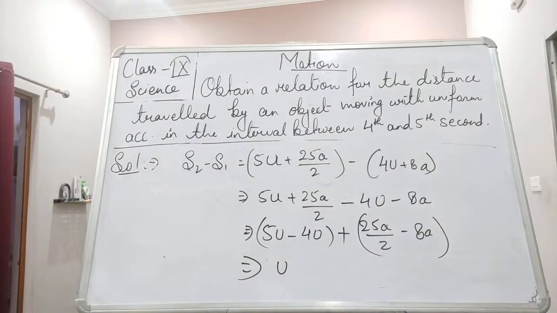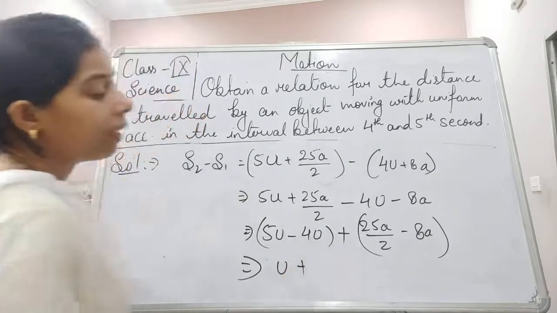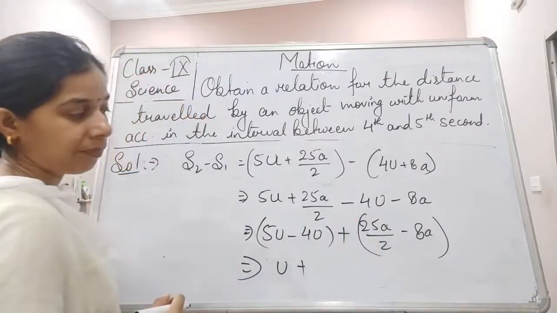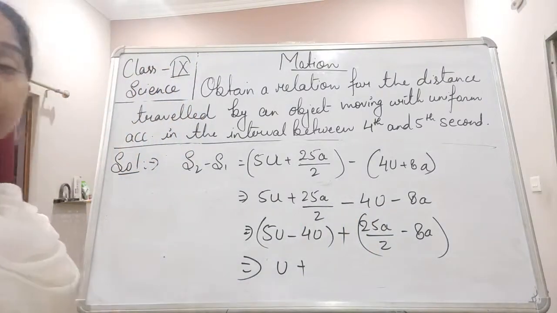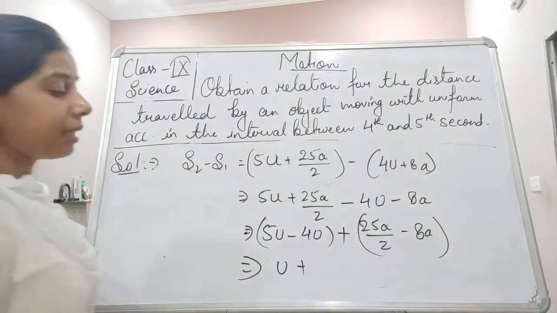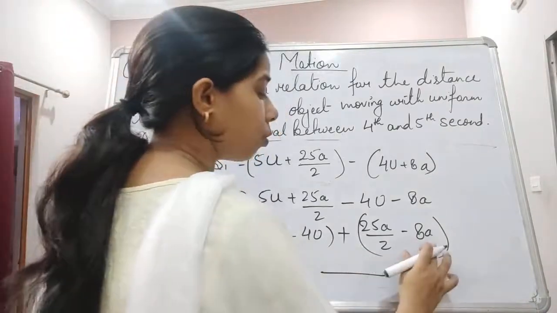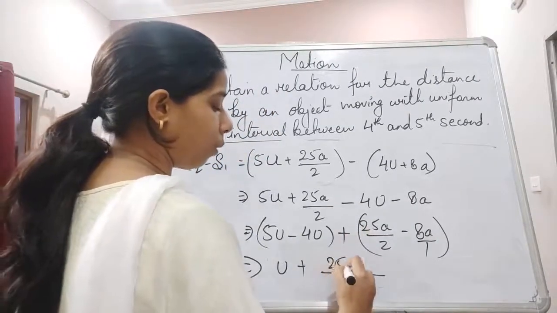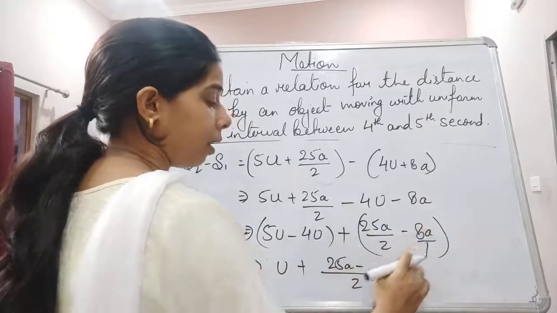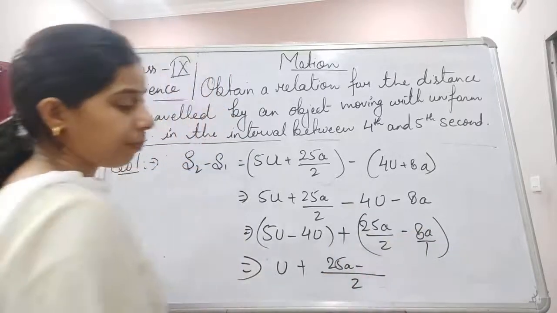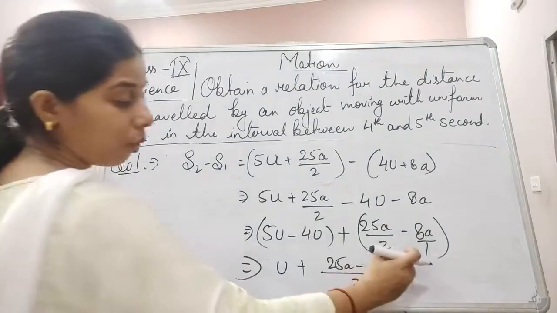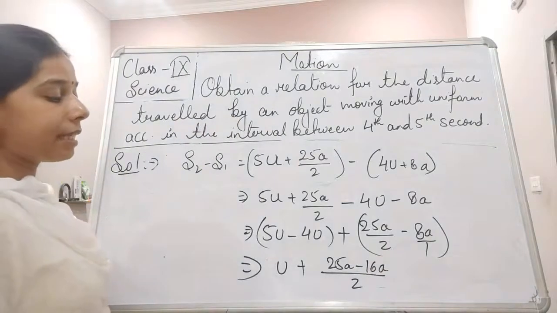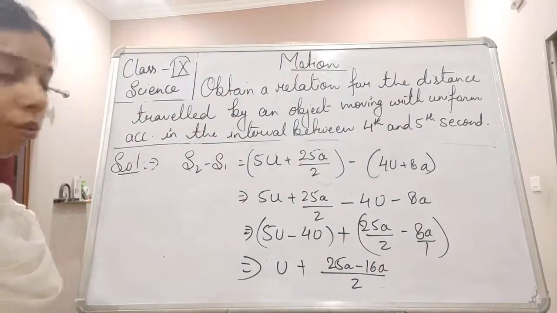u plus. Here we can take a by 2 outside, then it will be quite easy, or we can simply take the LCM. So this will become 2. Now this will be 25a only, students, minus 8 into 2, 16a. So 25a minus 16a upon 2.